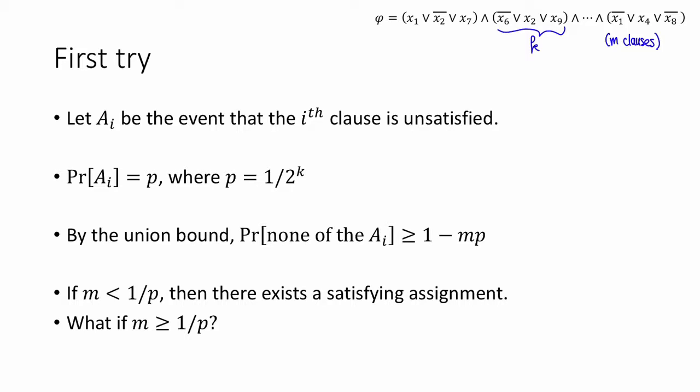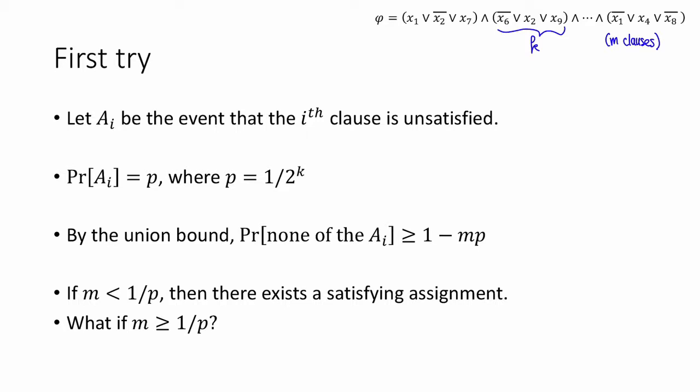Here's a first try. Let's define a sub i to be the event that the ith clause is unsatisfied. We think of a sub i as a bad event. We want to show that with positive probability, no bad event occurs. That is, all of the clauses are satisfied. In this case, the probability that a sub i occurs, the probability that the ith clause is unsatisfied, is equal to p, where p is 1 divided by 2 to the k. That is because there are 2 to the k possible ways to assign the k variables, and only one of them is bad, assuming that we have k distinct variables in each clause.